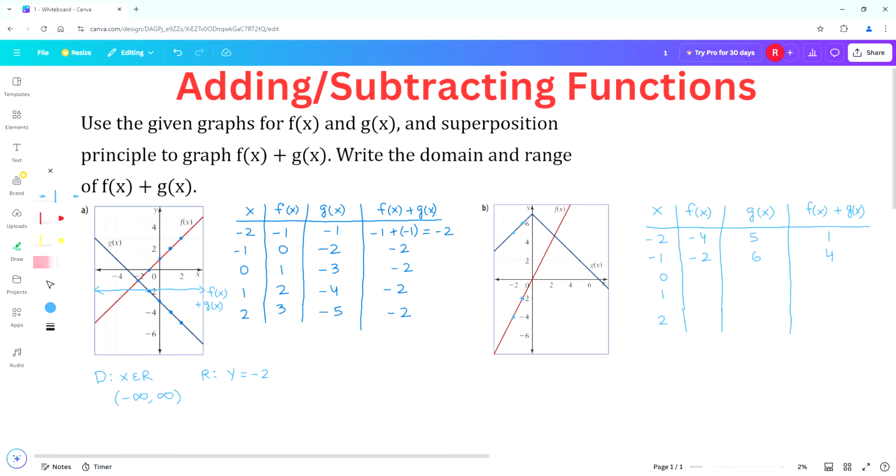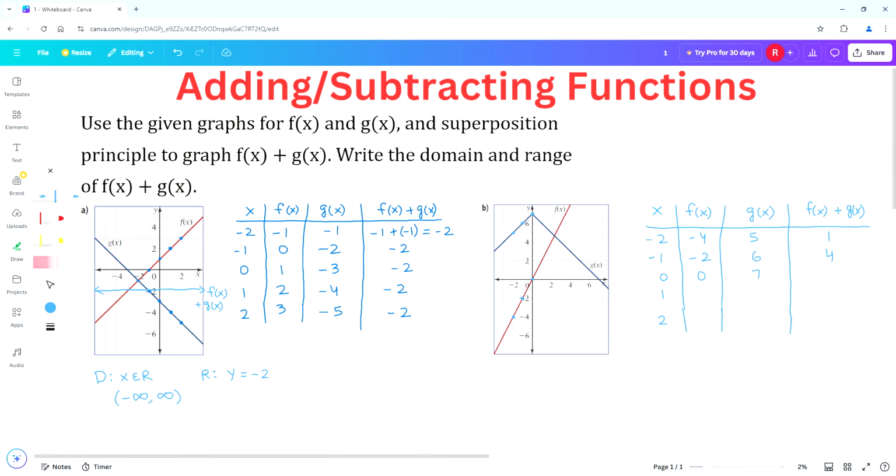At x equals 0, f(x) is equal to 0, this point on the red line. At x equals 0, g(x) is equal to 7, this point on the blue line. So at x equals 0, f(x) plus g(x) is equal to 0 plus 7, which is equal to 7.